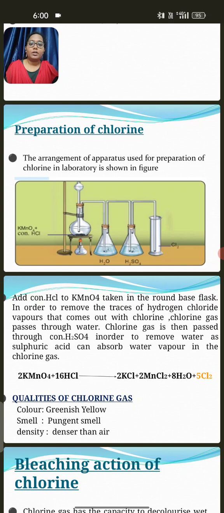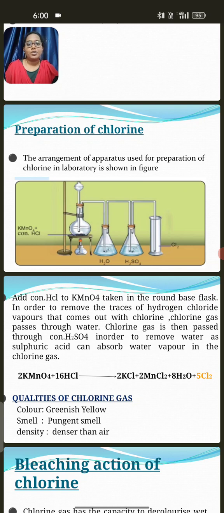Then how do we prepare chlorine gas? Add concentrated HCl to potassium permanganate taken in a round bottom flask. The chlorine gas passes through water in order to remove the traces of hydrogen chloride vapors that come out with chlorine. Chlorine gas is then passed through concentrated sulfuric acid in order to remove water, as sulfuric acid can absorb water vapor in the chlorine gas.